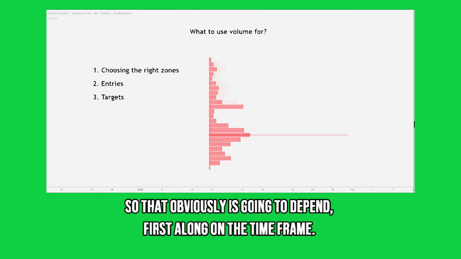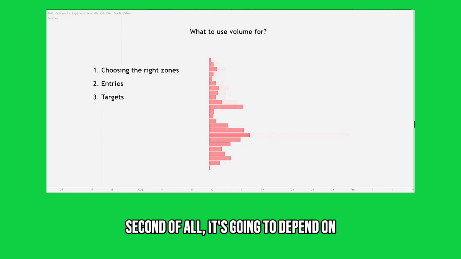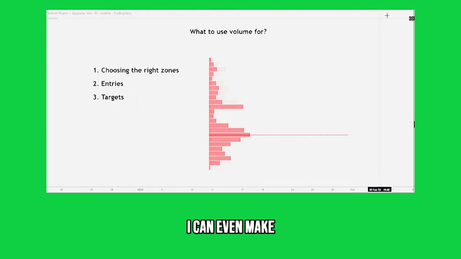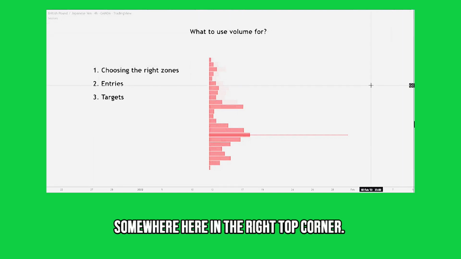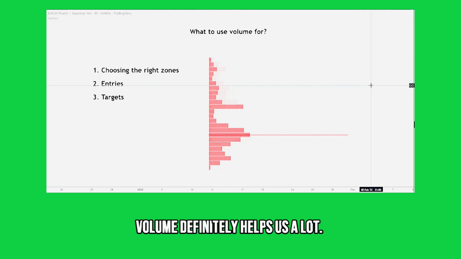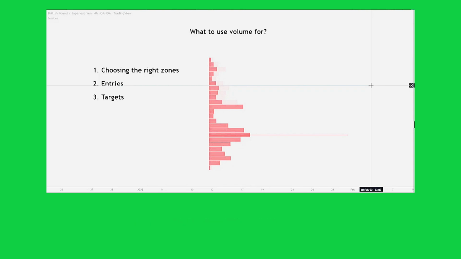That obviously is going to depend, first of all, on the time frame. Second of all, it's going to depend on how strong the moves were. By the way, we made a video about how to find the strongest supply and demand zone. I can leave a link somewhere here in the right top corner, so you can check it out. But volume definitely helps us a lot. And don't worry, we'll get to the charts in a second.